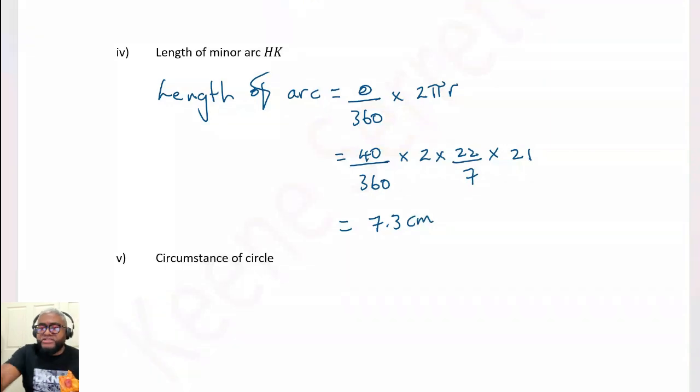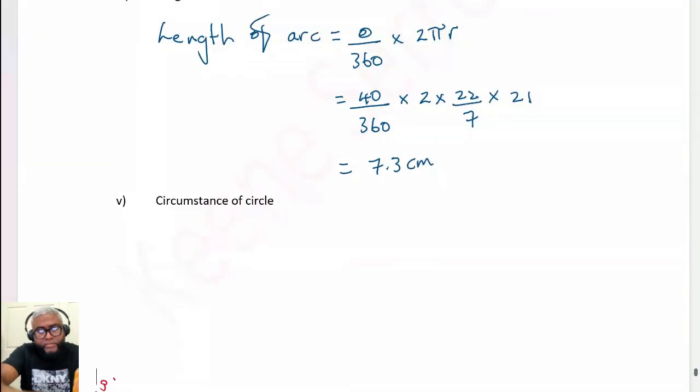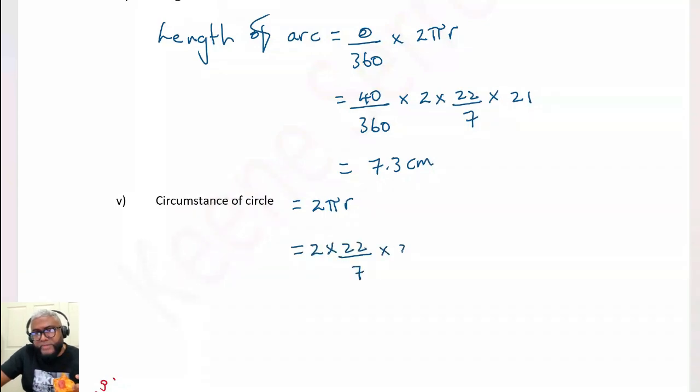Last thing here, what's the formula for the circumference of a circle? 2 pi r, sir. So there'll be 2 multiplied by 22 over 7 multiplied by 21. What is the circumference of the circle? 132. Yes, sir, that's correct.